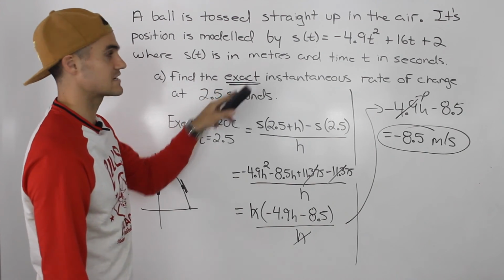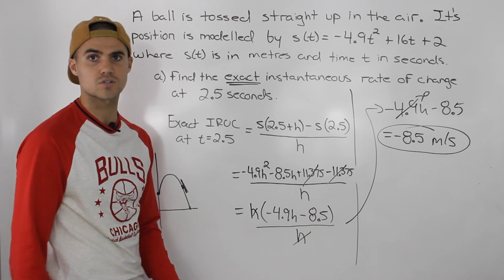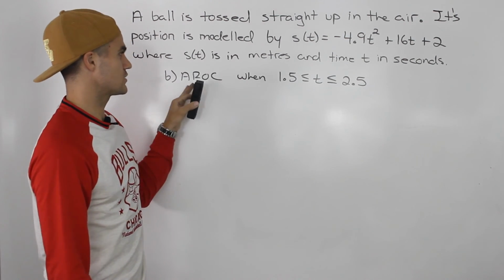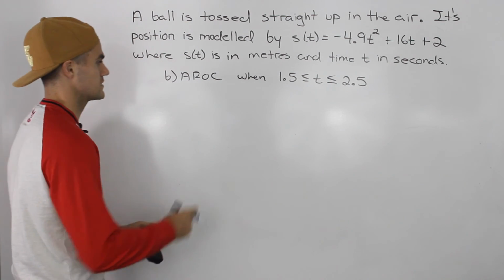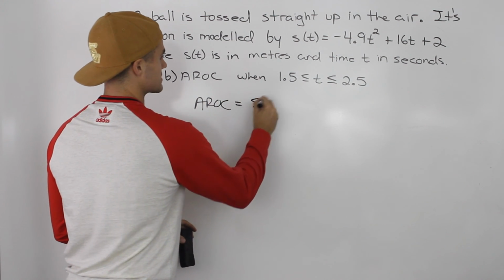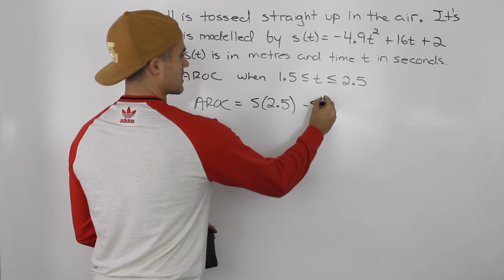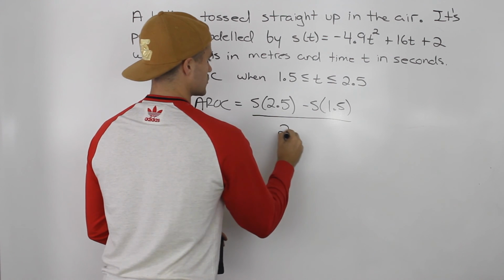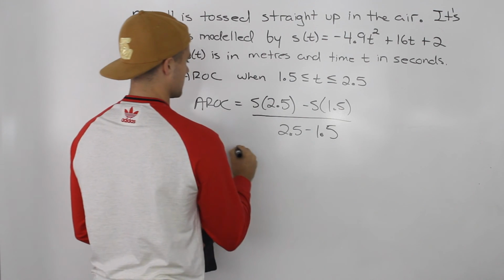And because they asked for the exact instantaneous rate of change, we had to do it this way. We had to use the difference quotient and algebraically manipulate it. Now moving on to part B, a lot easier. Average rate of change when time is between 1.5 seconds and 2.5 seconds. So average rate of change equals S of 2.5 minus S of 1.5 all over 2.5 seconds minus 1.5 seconds.